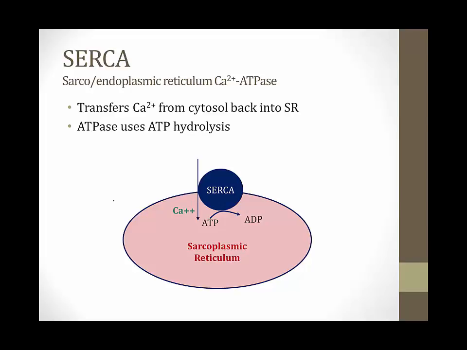In addition to the ryanodine receptor, there's another structure in the membrane of the sarcoplasmic reticulum called the SERCA. The SERCA is the sarcoendoplasmic reticulum calcium ATPase. Its job is to transfer calcium from the cytosol back into the sarcoplasmic reticulum, and it's an ATPase because it uses ATP hydrolysis to function. The reason this is important is because if you want your muscles to contract quickly over and over again when you're exercising, you need to not only dump calcium from the sarcoplasmic reticulum, but you need to take it back up very quickly, and the reason you're able to do this is because of the SERCA.